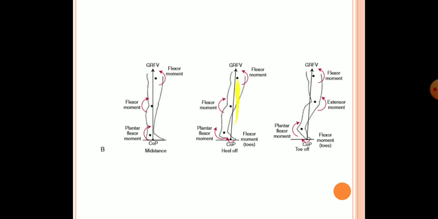In the knee joint the ground reaction force is passing anterior to the knee joint, so it will produce a flexor moment. And in the hip joint the ground reaction force is actually posterior to the hip joint, so it will produce a flexor moment.